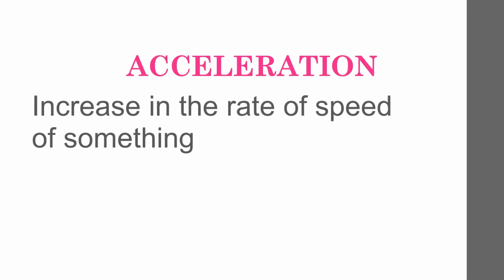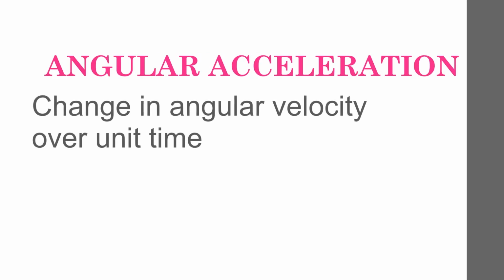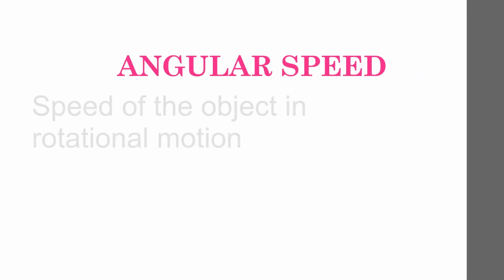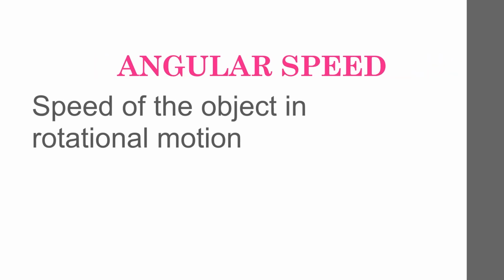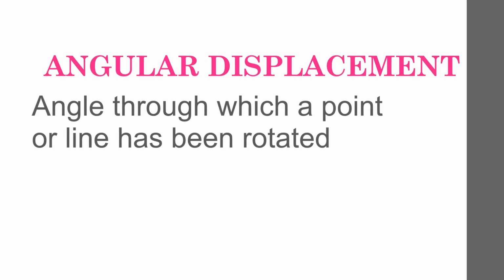Next is acceleration. Acceleration is the increase in the rate of speed of something. Angular acceleration is the change in angular velocity over unit time. Angular speed is the speed of the object in rotational motion. And finally, angular displacement is the angle through which a point or line has been rotated.